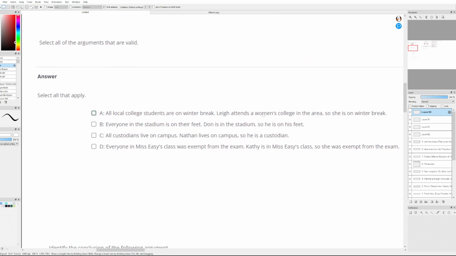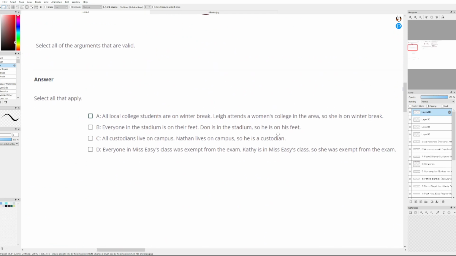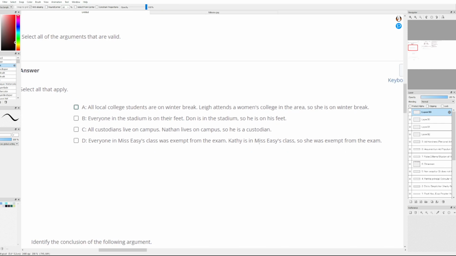This one is asking us to select all of the arguments that are valid. All local college students are on winter break. Lei attends a women's college in the area, so she is on winter break. This is valid because we are saying that all local college students, which is Lei, she's attending a local college. All of these students are on winter break. She's attending this college, so she is on winter break.